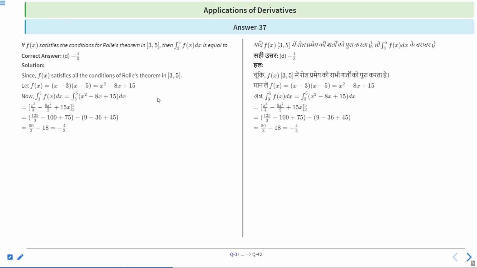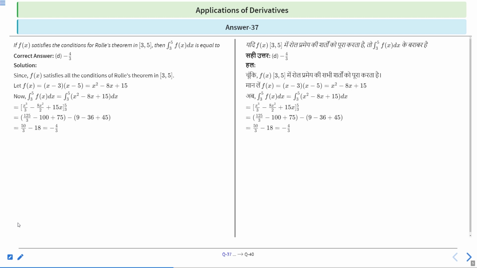Okay, let's move to the solution part. Since f(x) satisfies all the conditions of Rolle's theorem in [3, 5], therefore f(x) can be written as (x minus 3) into (x minus 5), right? Because f(3) should be equal to f(5). Now it has become a quadratic equation, and it can be written as x square minus 8x plus 15. Now the integration of f(x) dx from 3 to 5 can be written as the integration from 3 to 5 of x square minus 8x plus 15 dx, clear?